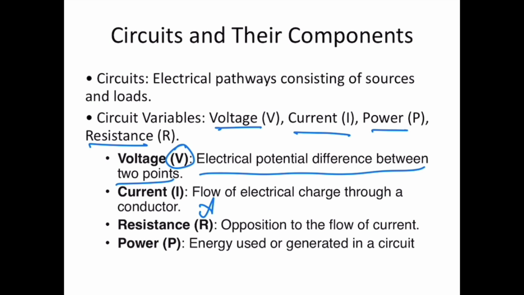By Ohm's law, what is resistance? Opposition to the flow of current. If there is some opposition to the flow of current, then that opposition is called resistance, and that is given in ohms. And power, the energy used or generated in a circuit, is called power, and usually it is given in watts. So these are terms which we will deal with in our later classes. These are the basic things which you know.